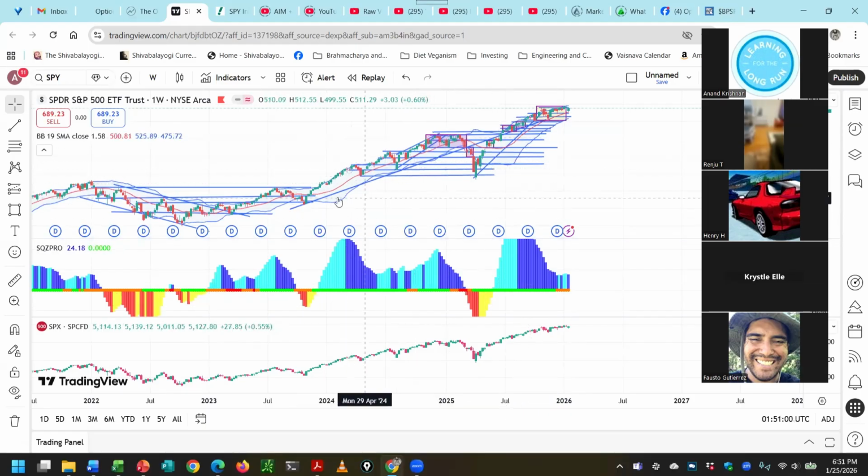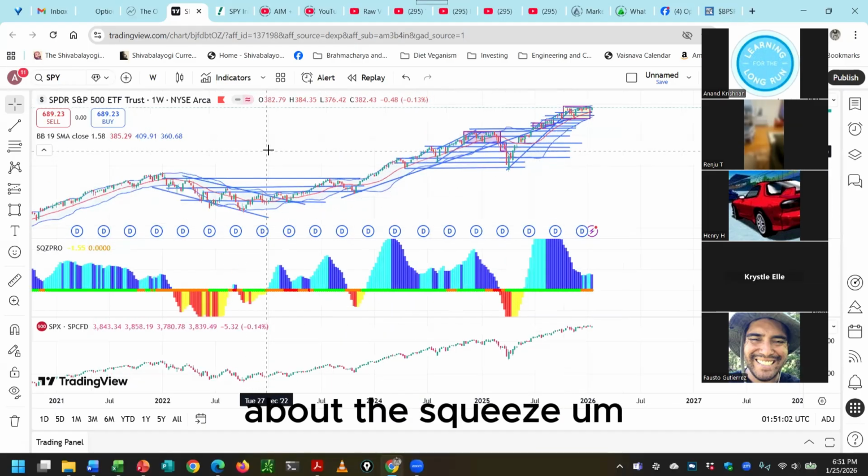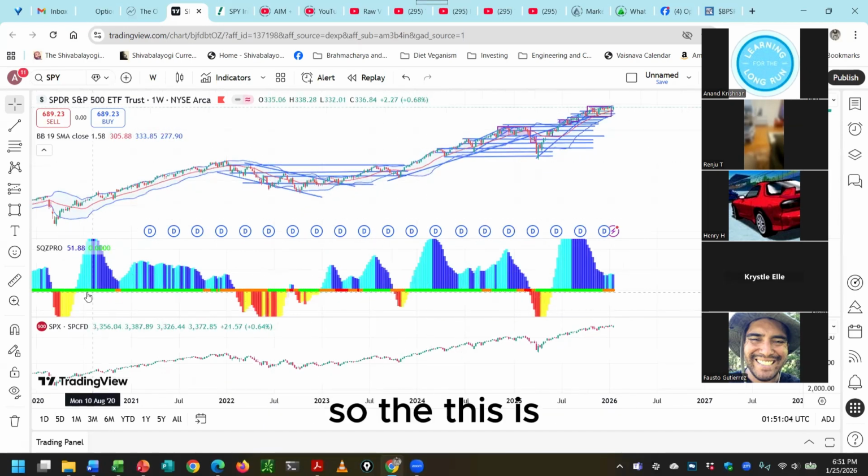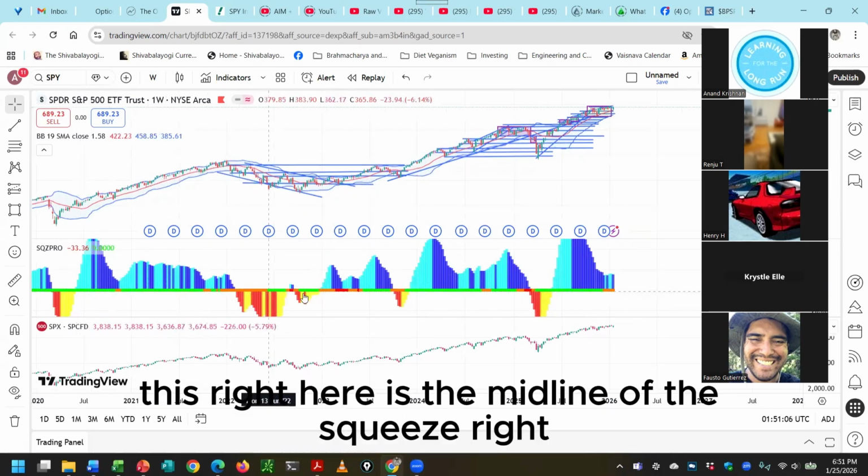A couple of things about the squeeze. This right here is the midline of the squeeze.